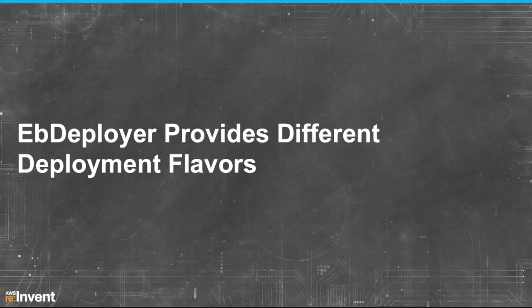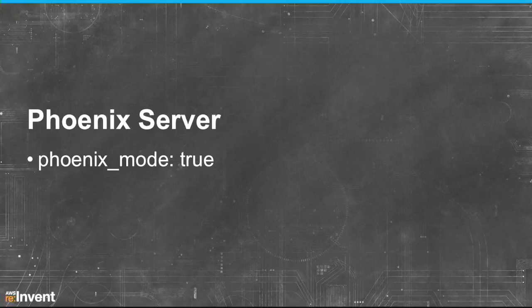Okay. Next. So EB deployer also provides some interesting options to give you different deployment flavors. You can check, for example, the Phoenix mode. If you set this option to true, it will do a Phoenix server deployment. It means for any environment it's trying to deploy, it first terminates, then recreates the environment. This will make the deployment process a little bit longer, but the benefit you get is you will guarantee never to accumulate any state in your Elastic Beanstalk configurations and any EC2 instance. So it can avoid a snowflake problem.